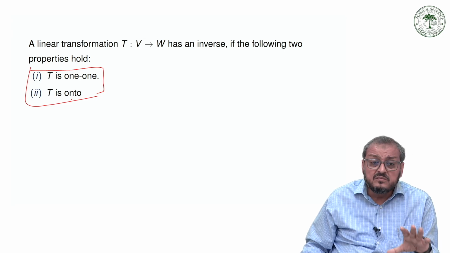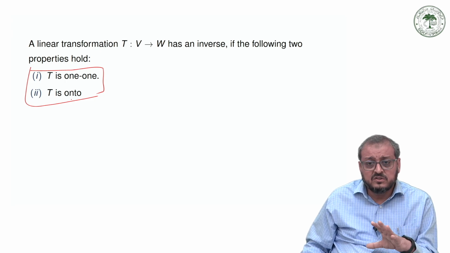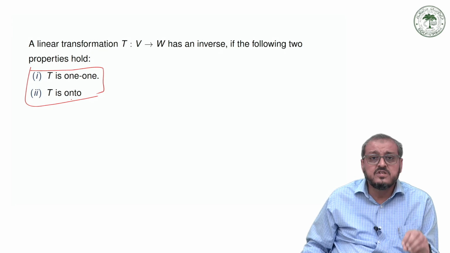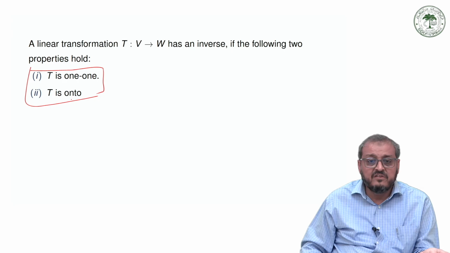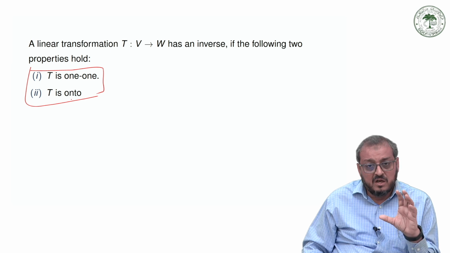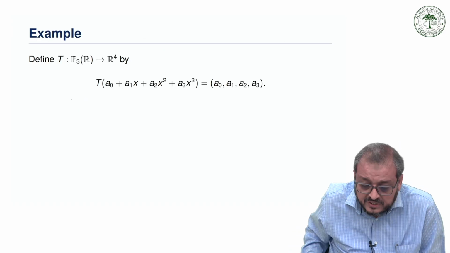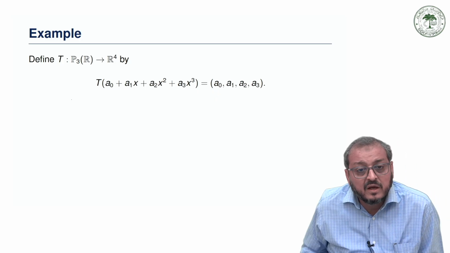So if any linear transformation is given, first we verify whether the inverse exists or not. First we check whether this linear transformation is non-singular. Only if it is non-singular can we say that the inverse exists, and then we have to find what the inverse of this linear transformation is. If the linear transformation is not non-singular, then the inverse of such a transformation does not exist, and we cannot find the inverse of it. Okay, so let us try this from an example.